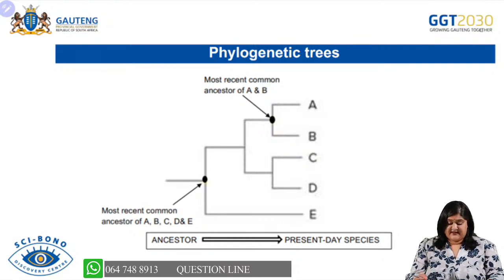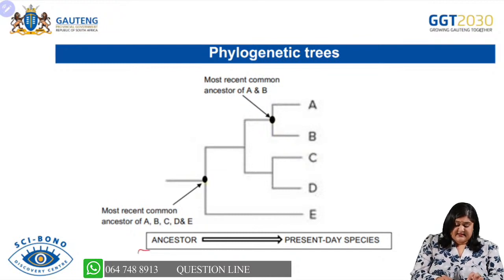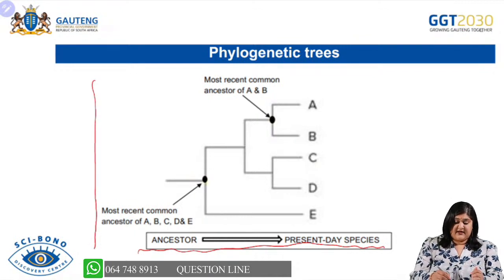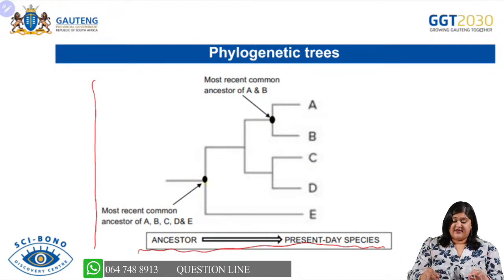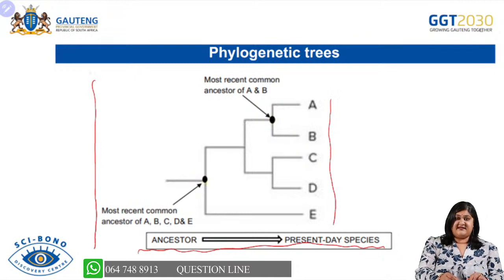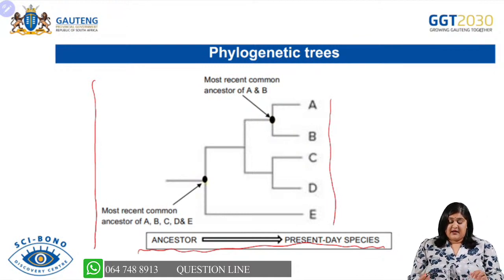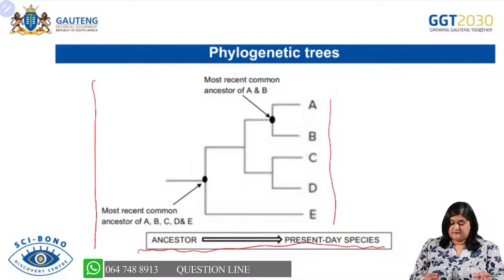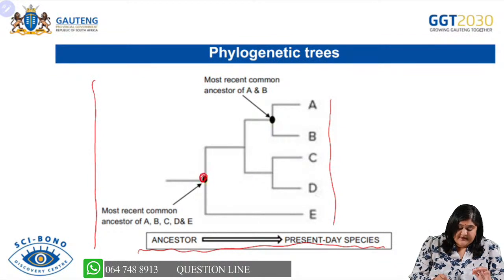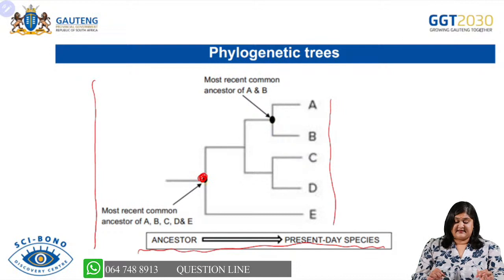Right, so let's have a look at this. When you have a phylogenetic tree in this way, so you could say it's in a horizontal view, let's see what it says here at the bottom. On this side, we are reading from left to right, okay? So we have the ancestor, and we are moving to the present day species. So these over here are the present day species, and on this side we have the ancestor. So let's start at this first point. This first point over here, this is the most recent common ancestor of A, B, C, D, and E.